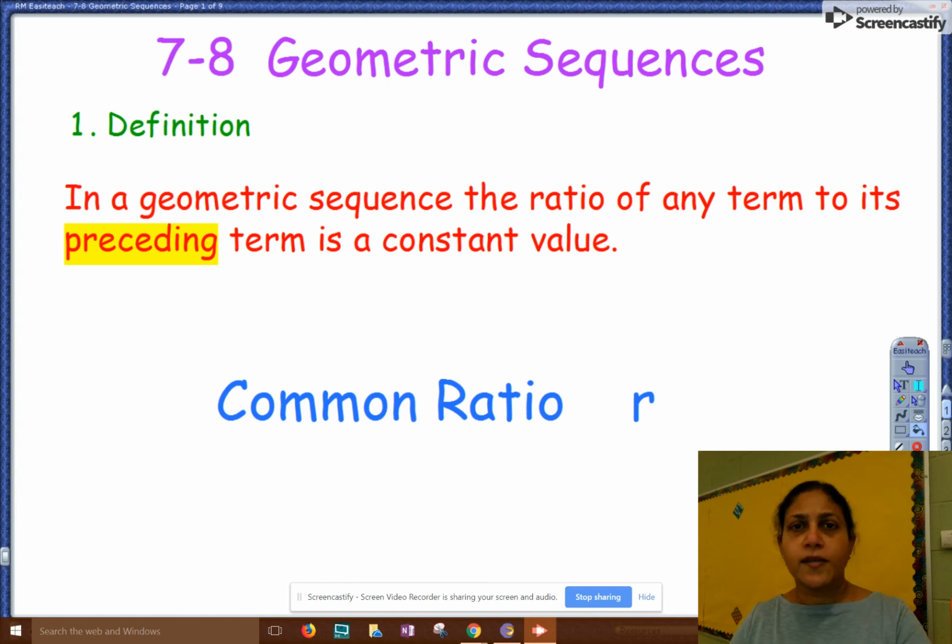Hi guys, today's lesson is about geometric sequences. This is perhaps one of the easier lessons, so just bear with me and follow the steps as I show them to you.